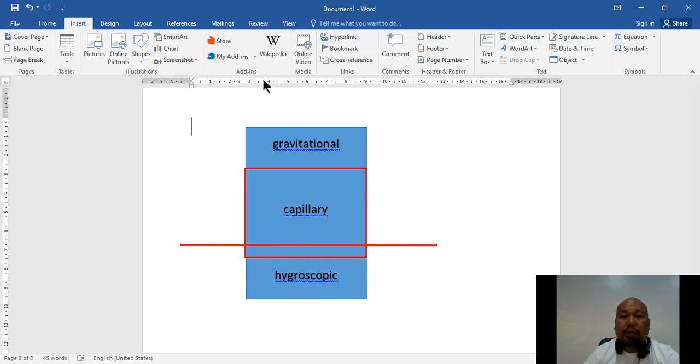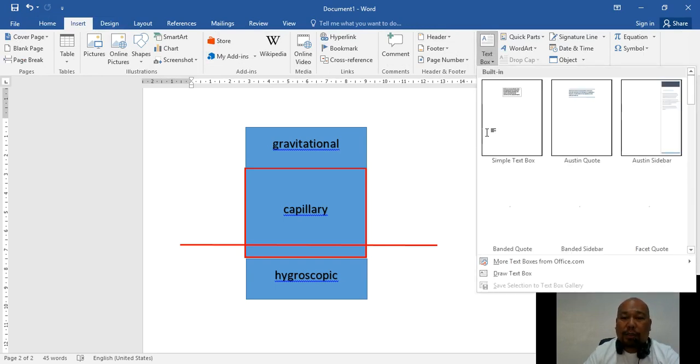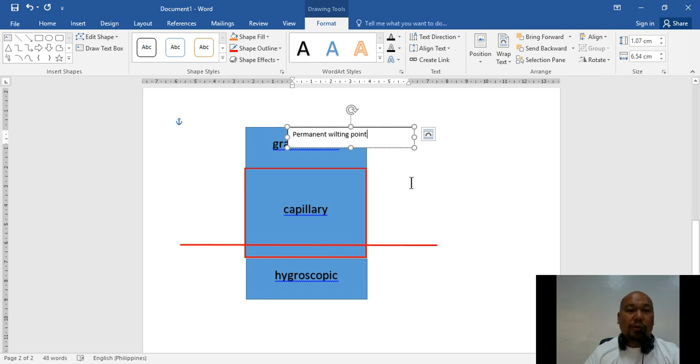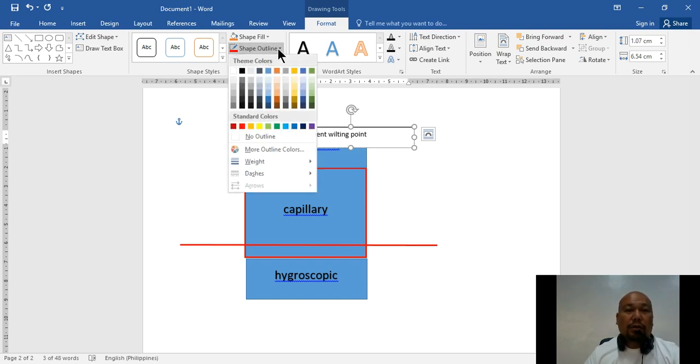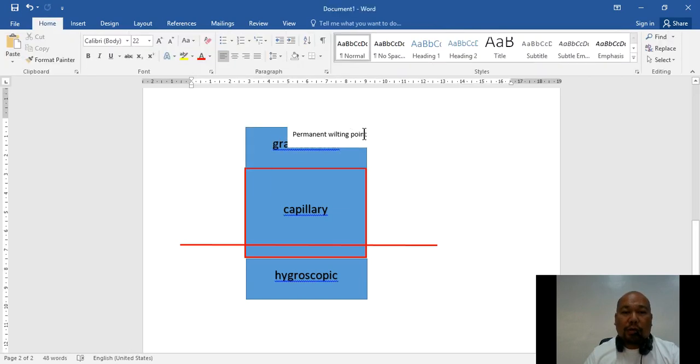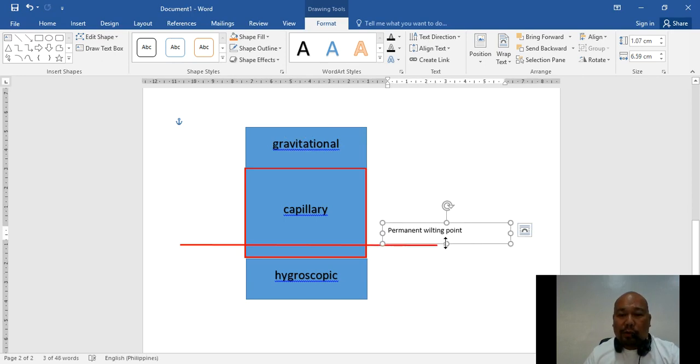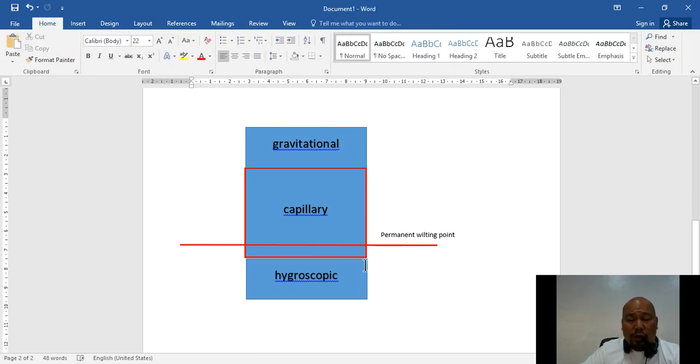Text box. Permanent wilting point. So that line represents the permanent wilting point. That's the level of water in the soil slightly higher than hygroscopic water. It occupies the small micropores that still hold a little. But the other micropores have nothing inside, and the gravitational water has no content anymore.